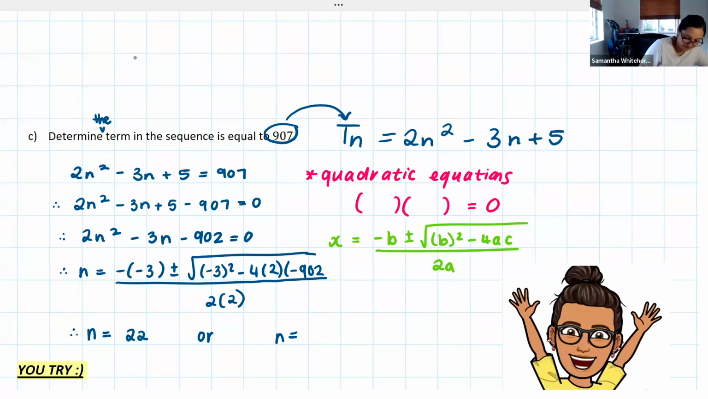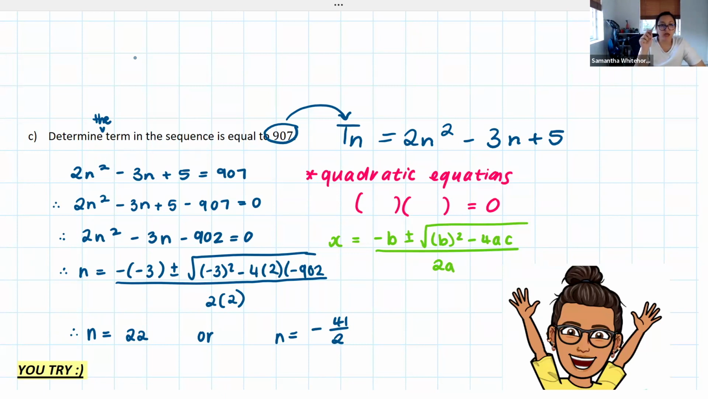But when you substitute 2 into n, it does not give you the value 907. Instead it gives you 7. So n is not equal to 2. Therefore, n is equal to negative 41 over 2.